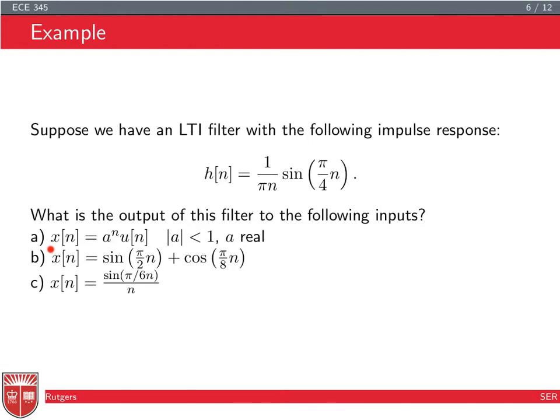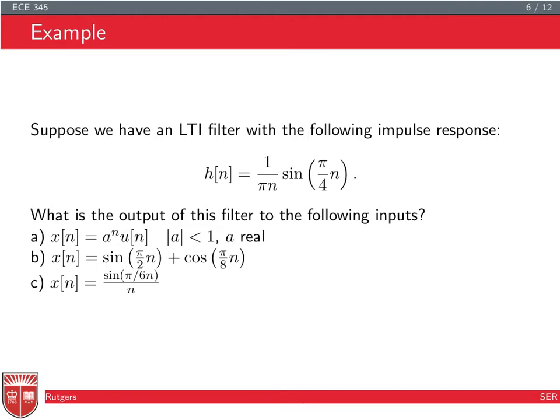Here I have x[n] is a^n u[n], so this is a complex exponential, or x[n] is sin(πn/2) plus cos(πn/8) and sin(πn/6) over πn. Now, to be able to find the output, it's easy here to do things in the frequency domain and then come back to the time domain. To go to the frequency domain, our roadmap is going to be like this.